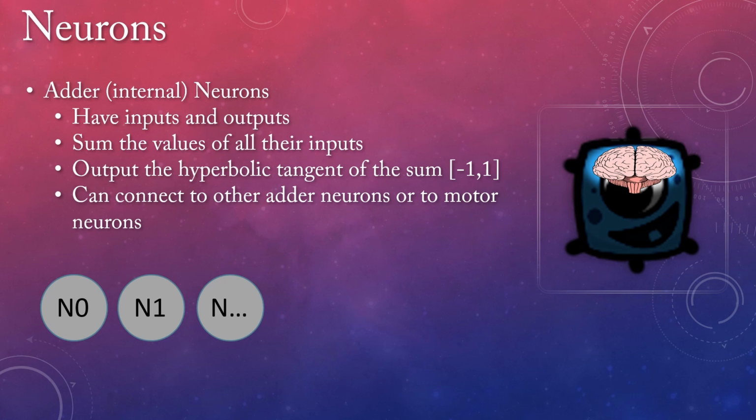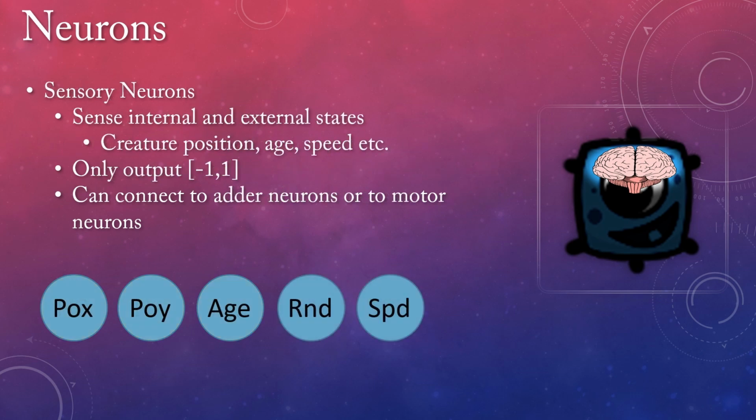That hyperbolic tangent has some value between -1 and 1, and these internal neurons or adder neurons can connect to other adder neurons or to motor neurons. And you can have any number of these that you want. And then we have sensory neurons, which are only sources. These sense some internal or external states that might be about the creature or about the world, like the creature's position, its age, its speed. These output some value between -1 and 1, and these can connect to adder neurons or to motor neurons.